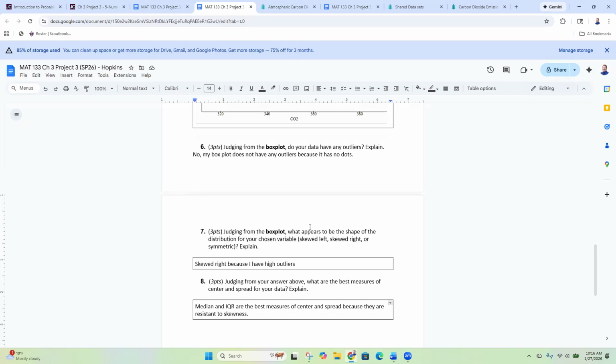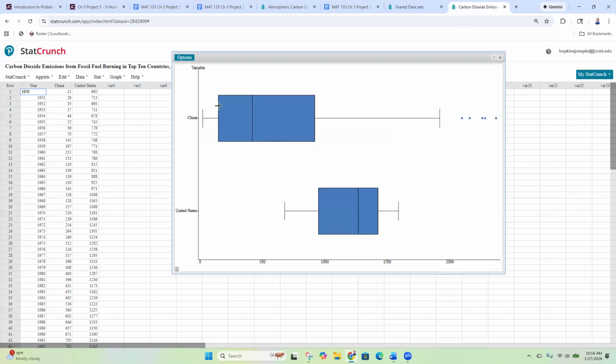Interquartile range is a way to measure your spread, how spread out your data is. And it is again resistant to outliers because it's based on the quartile 3 and the quartile 1. So interquartile range is the width of the box. It is Q3 minus Q1. So I can see here that China is more spread out because it has a wider box than the US.